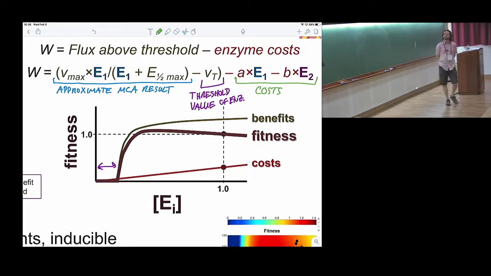Now, does anybody notice something funny about that little algebraic expression? You notice that there's something missing. How many enzymes are represented in costs?